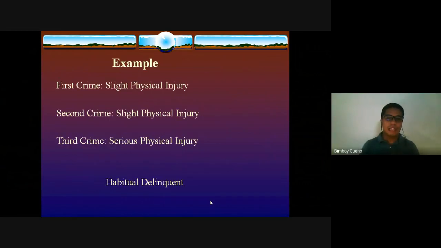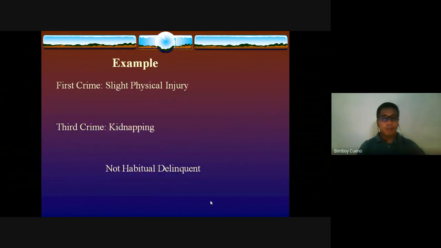For example, if the first crime is slight physical injury, and the second crime is, again, the same, slight physical injury, and the third time is serious physical injury, in this case, the person will qualify under habitual delinquency because serious physical injury is one of the crimes stated under habitual delinquency. But if we take a look at example number two, the first crime is slight physical injury, but the third crime being committed is kidnapping, and kidnapping is not part of the list under habitual delinquency. In this case, the person shall not be considered as a habitual delinquent.